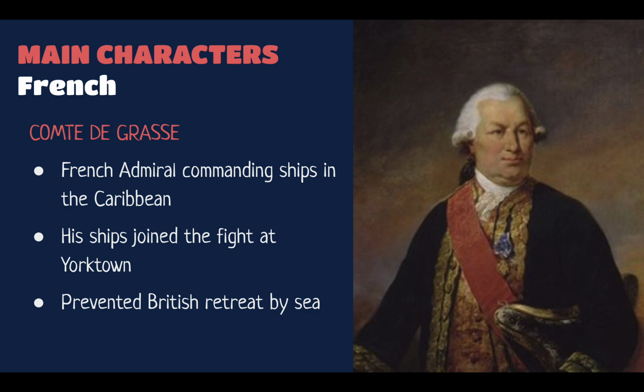And then finally, the French Comte de Grasse. So he's the admiral who's in charge of the fleet that's been sailing around the Caribbean, way to the south. It's going to be his ships that join the fight at Yorktown and prevent the British from retreating by sea. So he's going to kind of blockade Yorktown and keep the British from escaping that direction.